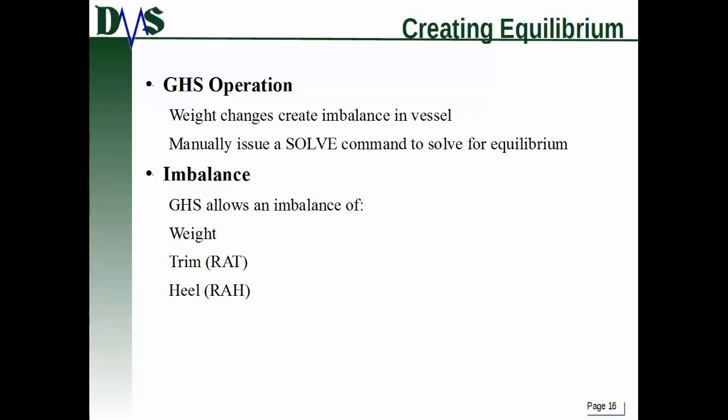You issue a solve command to get the ship to solve for equilibrium. And this is actually a really important thing, is GHS does not automatically solve for equilibrium. It does not automatically do it. It's quite happy to leave you with an imbalance of weight or trim or heel. And you have to manually tell it to balance out.